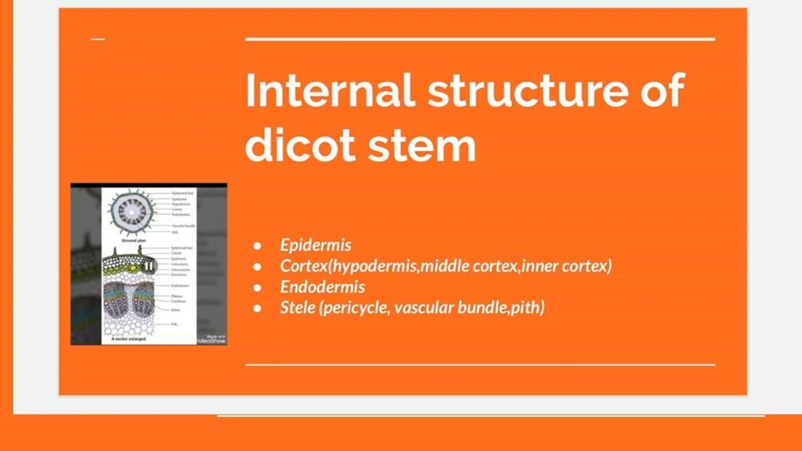And the cortex has three regions: one is hypodermis, second one is middle cortex and third one is inner cortex. Hypodermis consists of 3 to 6 layers of collenchyma cells which give mechanical support to the cortex. The second one is the middle cortex. It is made up of a few layers of chlorenchyma cells. It is involved in photosynthesis due to the presence of chloroplast. The third one is the inner cortex, which is made up of a few layers of parenchyma cells. It helps in gaseous exchange as well as storage of food materials.